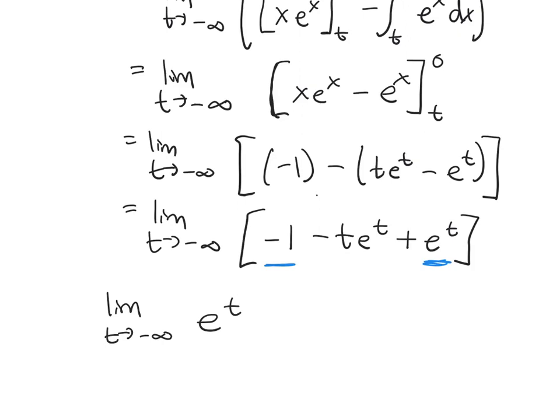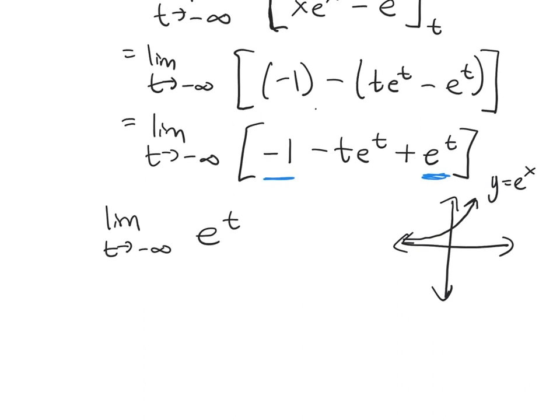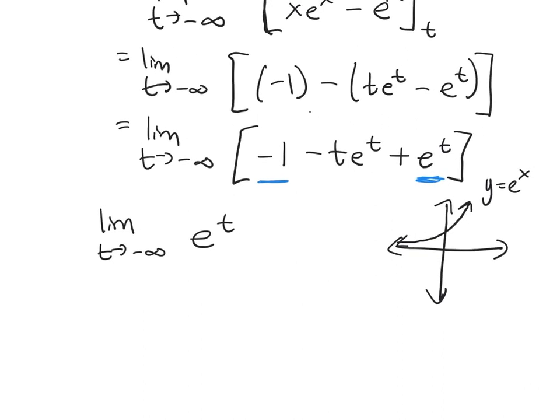If not, think about the e to the x graph. y equals e to the x. It looks like this. As you go out down towards negative infinity, what's happening? Going down, down, down, down, y approaches zero. So this limit is going to be 0.